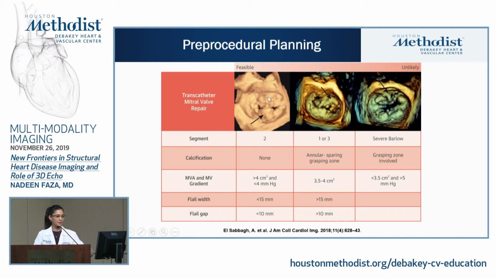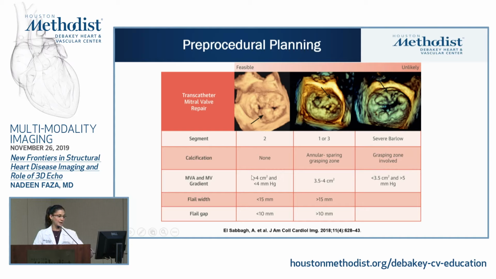If you're dealing with P2A2 pathology, that's considered more technically feasible as compared to dealing with medial or lateral pathologies or severe Barlow disease, which is more diffuse. If you don't have any calcifications, that's usually favorable. And if you have severe calcifications, specifically in the leaflets that you want to grasp, that can lead to technically challenging scenarios.